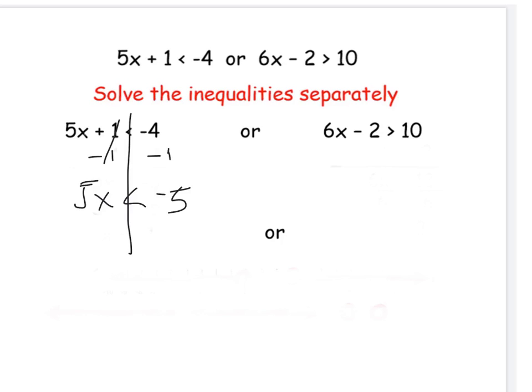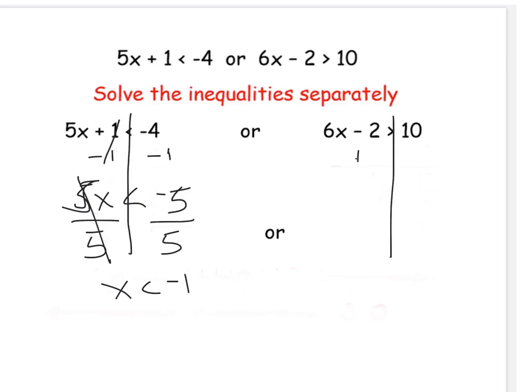I then want to get rid of the 5 over here with the x. The 5 is being multiplied by x, so I need to do the opposite, which is division, and I want to divide both sides by 5. Those two 5's cancel each other out. I'm left with x, my inequality symbol, which is less than, and then negative 5 divided by positive 5 is negative 1. Over here, I have 6x minus 2 is greater than 10.